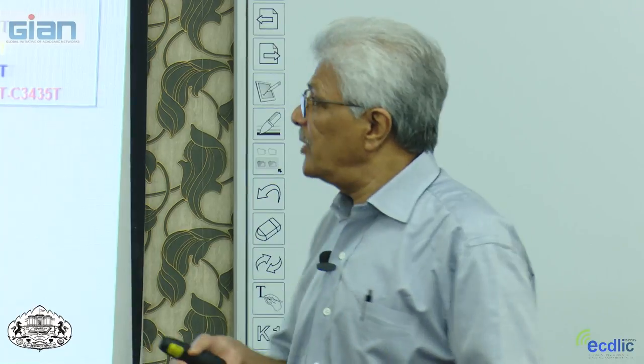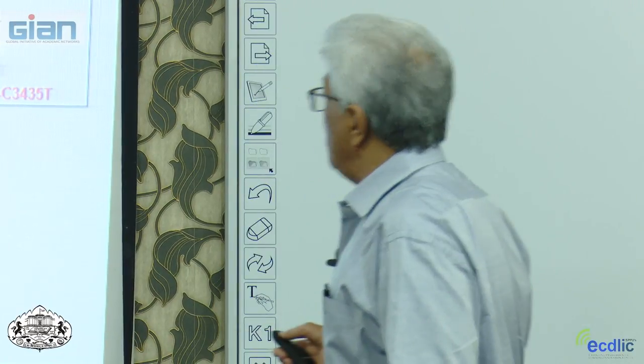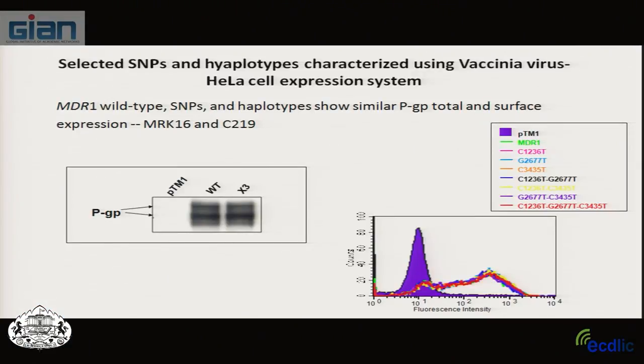So this is again a similar principle. In this haplotype, you have three changes. So initially, first we made those three individual SNPs. And then combinations of two of them at each time. And the third one is where you have all three together. And then you look at the expression by using antibodies like C219. Showing this X3 means the haplotype, okay?